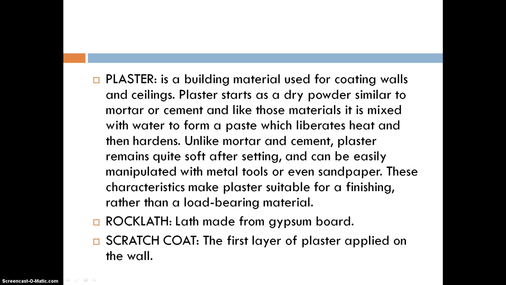Plaster. It is a building material used for coating walls and ceilings. Plaster starts as a dry powder similar to mortar or cement, and like those materials, it is mixed with water to form a paste which liberates heat and then hardens. Unlike mortar and cement, plaster remains quite soft after setting and can be easily manipulated with metal tools or even sandpaper. These characteristics make plaster suitable for finishing rather than a load-bearing material. Rock lath, it is a lath made from gypsum board. Scratch coat, the first layer of plaster applied to the wall.